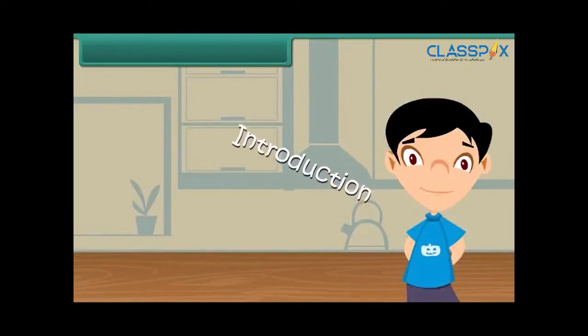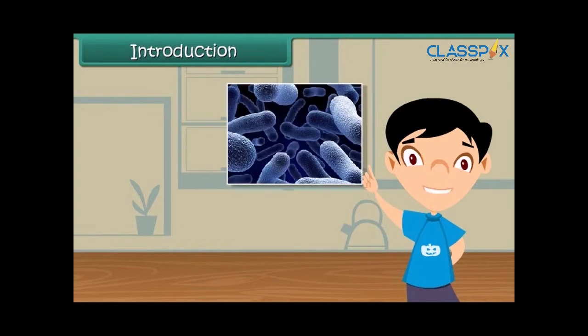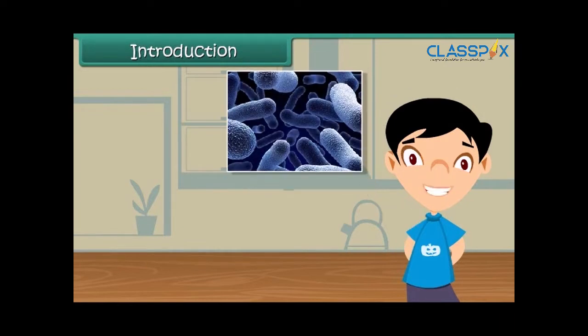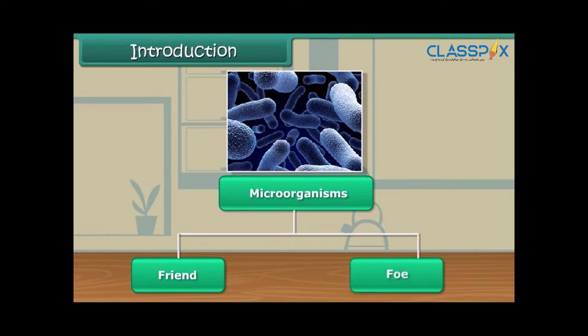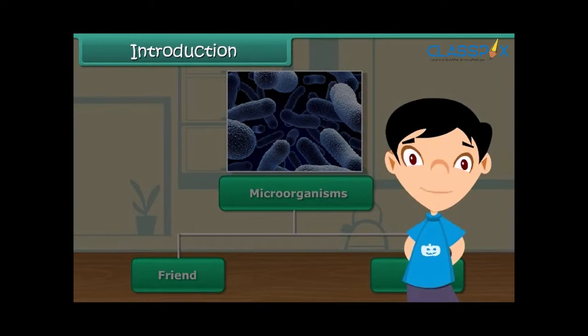Introduction. Hi friends, as we all know, there are so many microorganisms in our surroundings. They are classified into different groups. Some of them are useful for us and hence called friends, while most are harmful and hence called foe or enemy. So in this module, we are going to learn more about the friend and foe nature of these microorganisms.